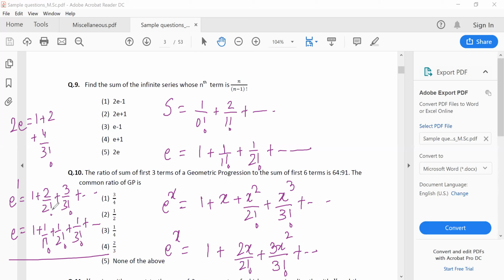2 by 2 factorial plus 1 by 2 factorial is 3 by 2 factorial. Then you have 4 by 3 factorial. Basically, if I add e plus e, what will it become? This is my S, so the value of S is 2e by 2. This is one method.